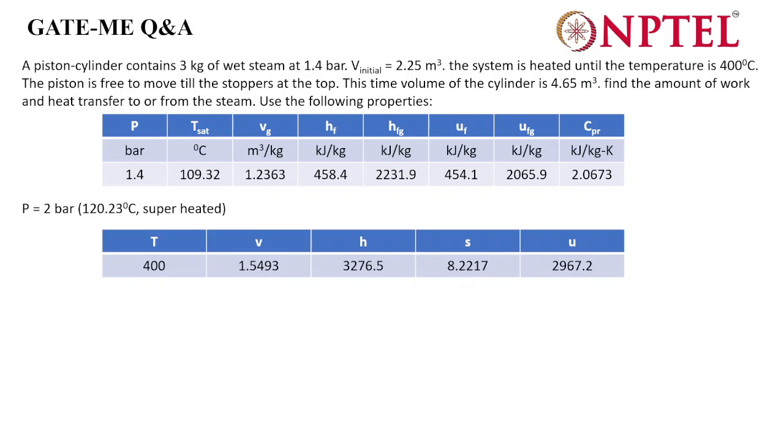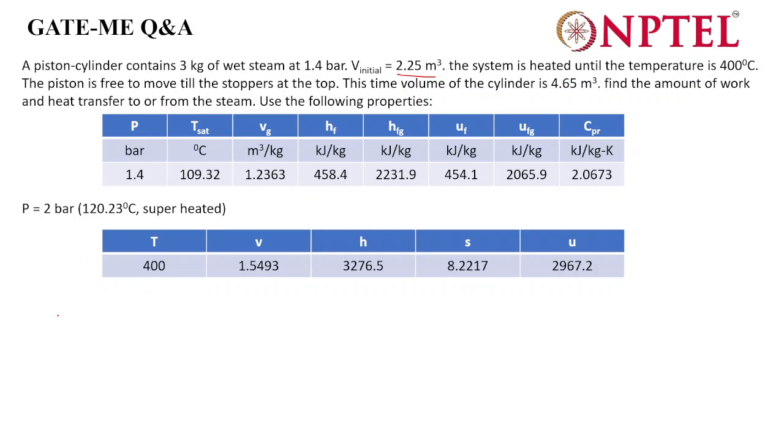Sir, could you please explain this part? The piston is free to move till the stoppers at the top. I will be continuously making two, three schematic diagrams, and then try to solve it. The piston cylinder contains 3 kg of steam at this pressure, and the initial volume is given as 2.25 meter cube, and the system is heated until the temperature is 400 degrees Celsius. Piston is free to move till the stoppers at the top.